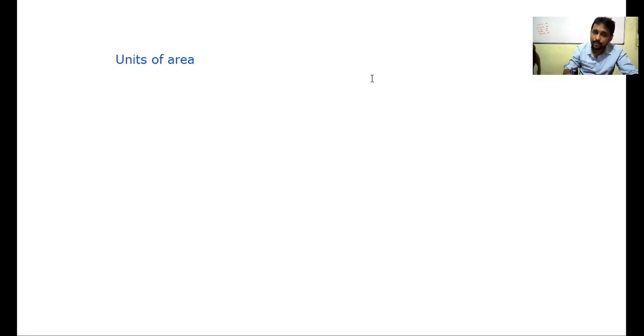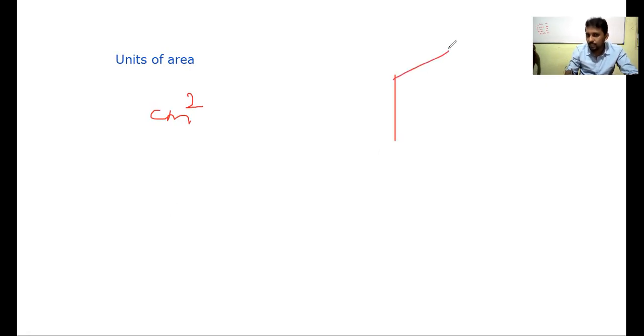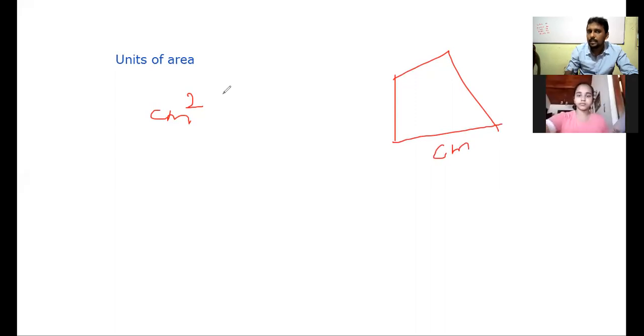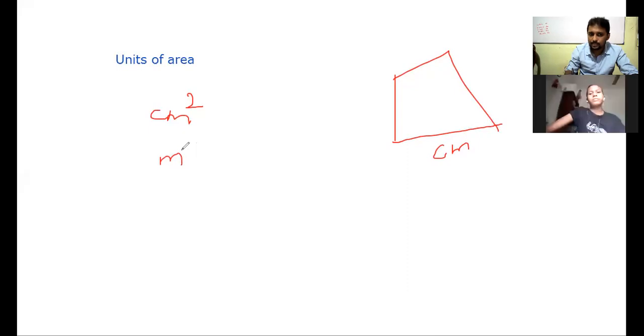That's the units. Okay, if the length is given in centimeters, the area unit is square centimeters. Okay, how do we write this square centimeters? Like this. If the length is given in centimeters, the area is in square centimeters, right? If the lengths are given in meters, the unit should be square meters.